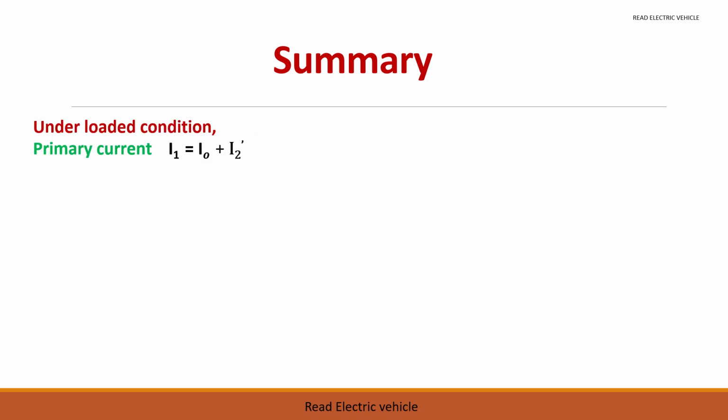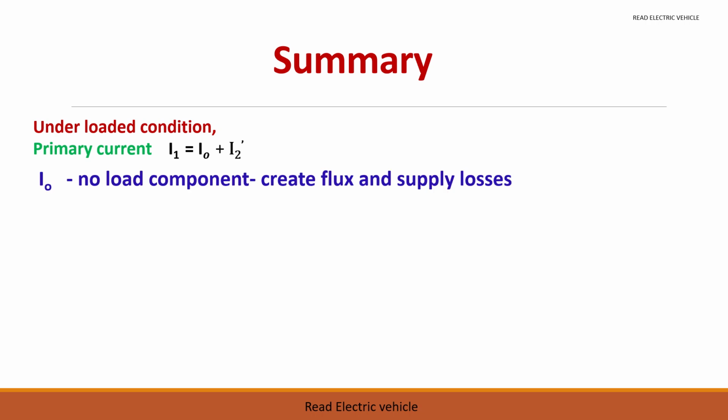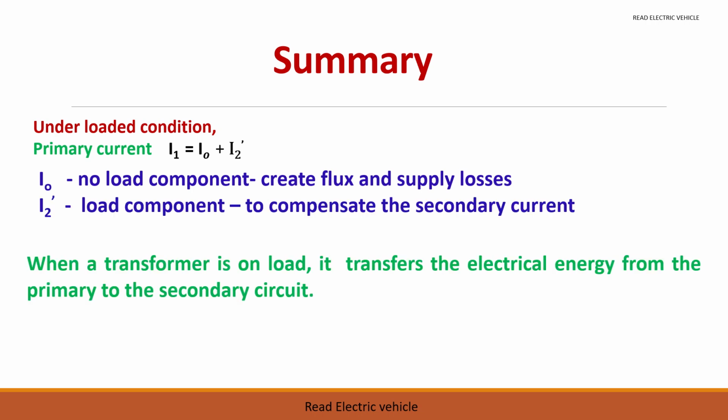Under loaded condition, the primary current will be equal to I0 plus I2 dash. I2 dash is the load component which has to compensate the change in the secondary current. So when the transformer is loaded, it transfers the electrical energy from the primary circuit to the secondary circuit.